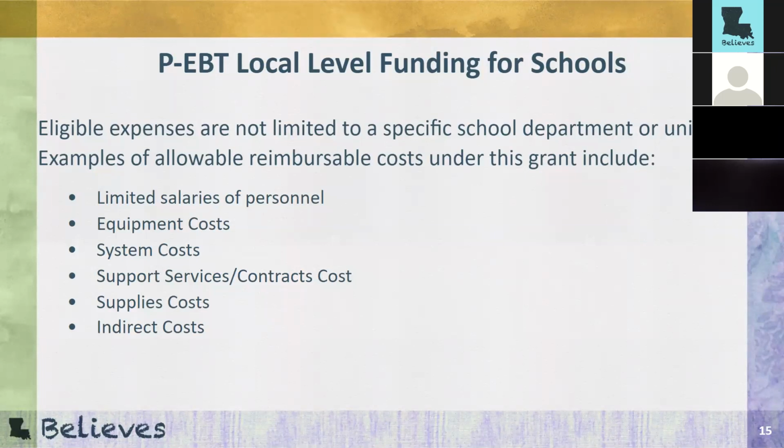If there are equipment costs, any kind of system updates that you may be doing, or support services, so if you have a simplified call center where you're answering questions, or if you're hiring a temp to put into one of your schools to serve as a cook, so you can pull one of your more experienced staff members out to help answer phones. Be creative, but if there are things that you need related to the P-EBT issuance, these are the things this grant is meant to support. And also supply costs and indirect costs.